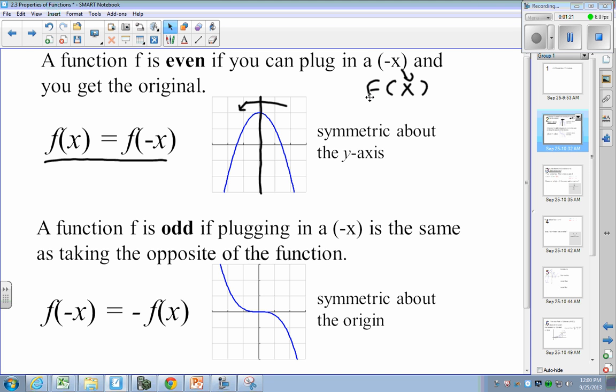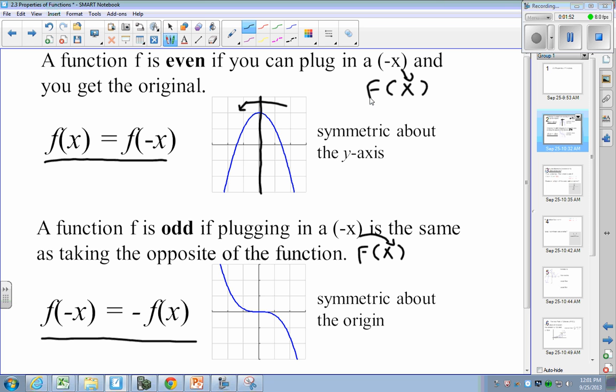Well, what's an odd function? An odd function, so you're doing the same thing. You're plugging this negative x into f of x. But instead of getting f of x is equal to f of negative x, you want to get that f of x is equal to the negative f of x, or the opposite. So that's the big difference. Graphically, what is it going to look like? Well, graphically, it's going to be symmetric about the origin.